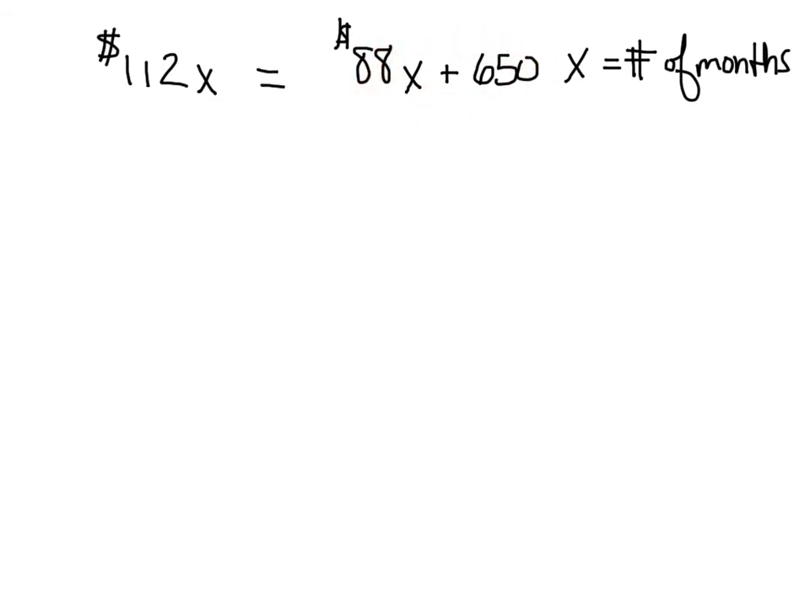So we want to know at what point will the copier pay for itself, since the price per month actually went down. So we want to know when it's going to be equal. When is this side going to be equal to this side? So we just solve it. So we're going to subtract 88x on both sides. So if you subtract 88x, you are going to get 24x equals 650. Divide 650 by 24.